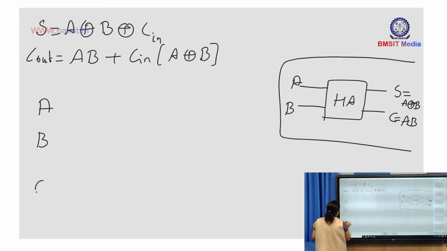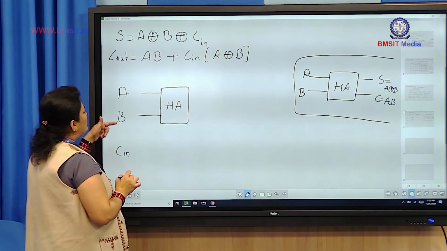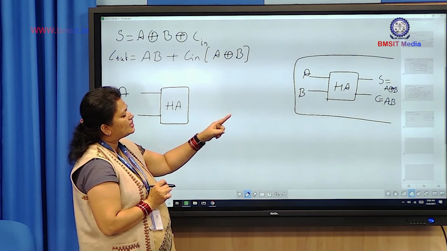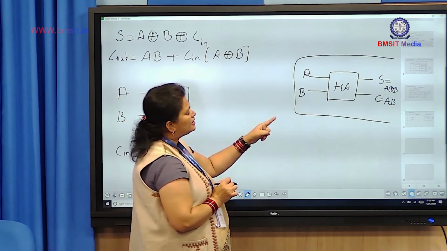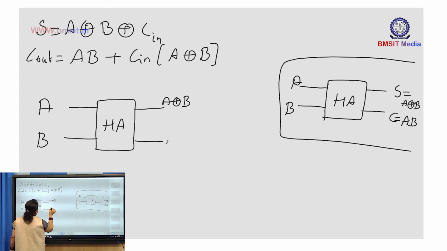Okay. Now we need to implement this using half adder, right? So first let me consider the half adder. So this is one half adder and I am going to give A and B as inputs. Now as I told there, half adder gives S and C. S is A XOR B and C is AB. So same thing here, I am going to get A XOR of B as one output and here I am going to get AB as another output.